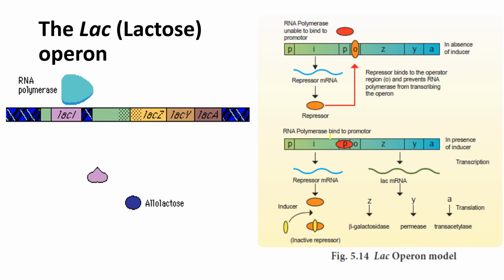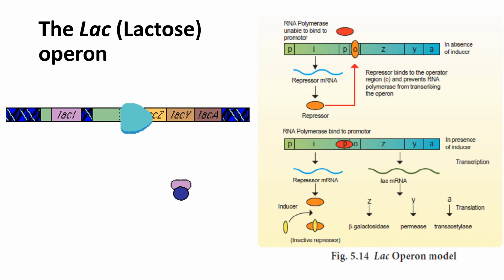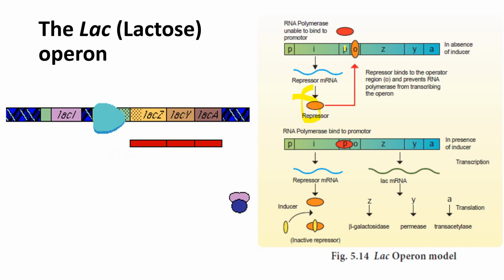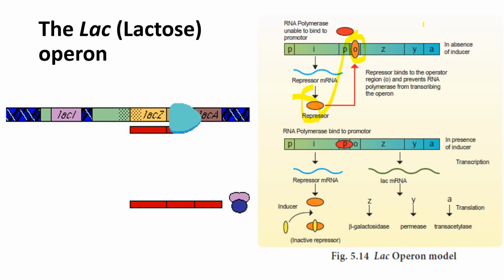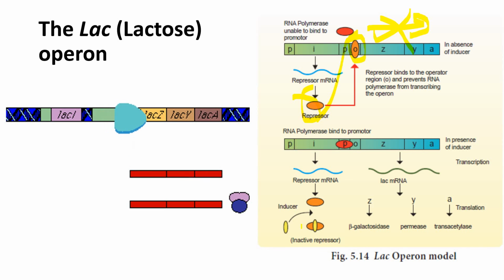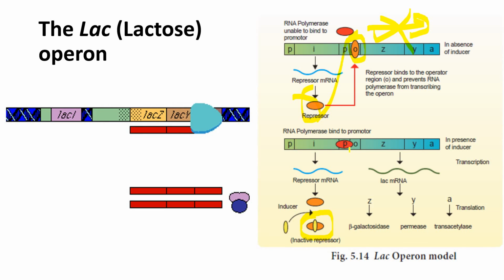Lac operon: in your textbook, in the same picture, both are given. When lactose is absent and glucose is present, the repressor is active, so it binds to the operator, so no further action. But in the case of lactose present, the repressor is inactivated, so it will not bind to the operator. So the lac mRNA is produced, and all the three enzymes are produced. They will act on the lactose.